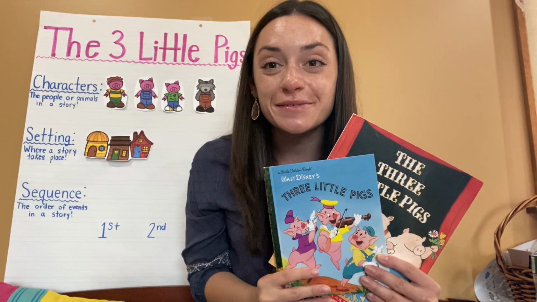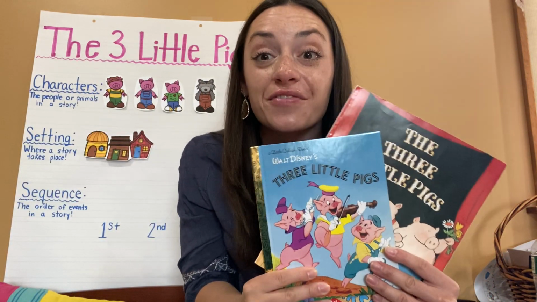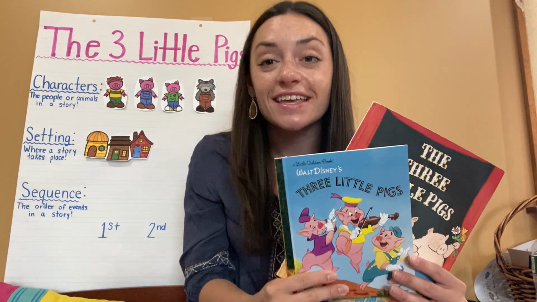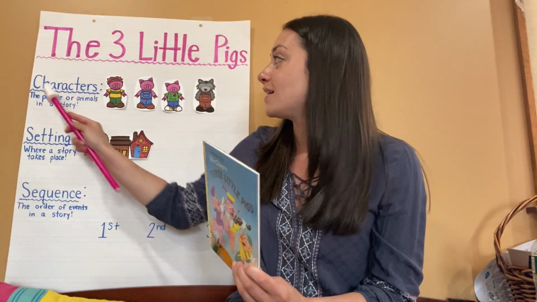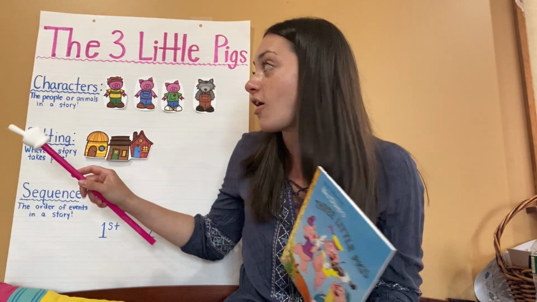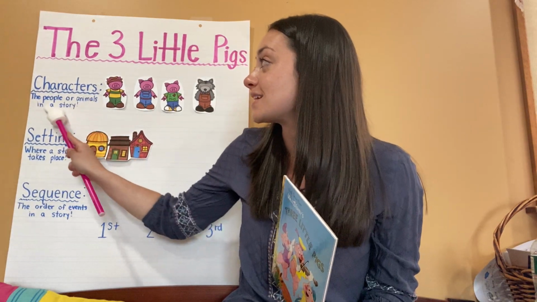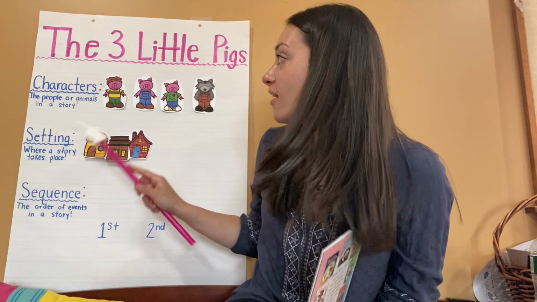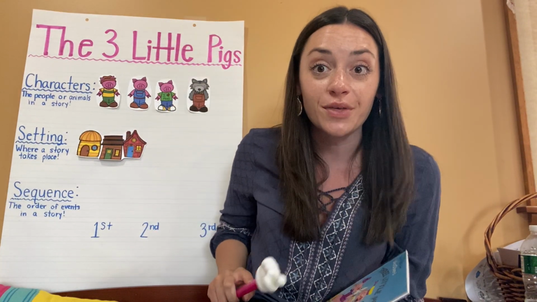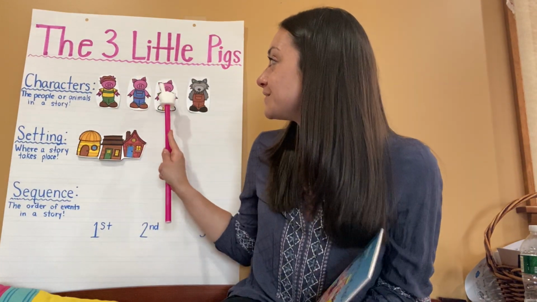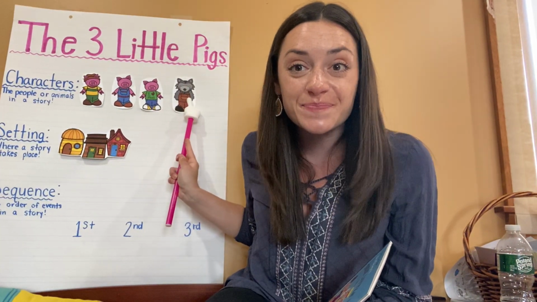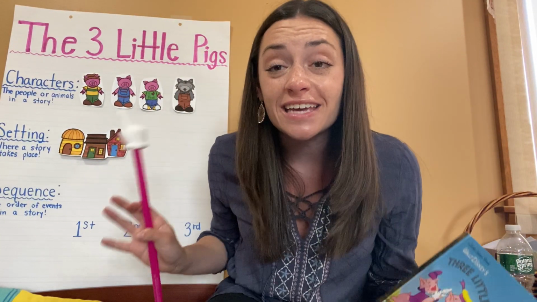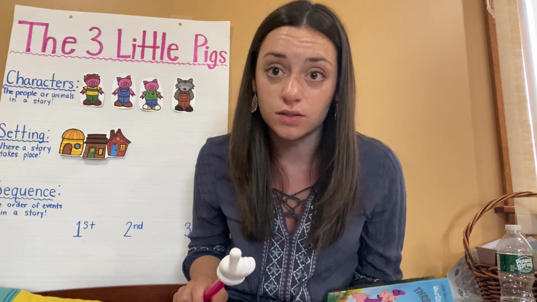Hi everyone, so this week we're learning all about the story of the Three Little Pigs. Yesterday we read this version and we talked all about characters, which are the people or animals in a story, and we learned that there are how many little pigs? Should we count them? 1, 2, 3 little pigs, and who else? The big bad wolf. So they are the main characters. They're the most important people in this story.